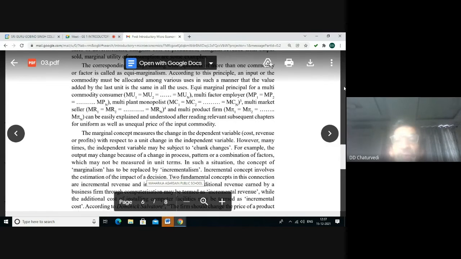And finally, a firm selling many products will be in equilibrium when the marginal profit earned from different products is the same. That is M pi 1 equal to M pi 2 equal to M pi 3 and so on up to M pi n. We can easily understand how equilibrium is arrived at through such equi-marginal principles, and these are discussed in detail in the subsequent chapters under different topics and subtopics.